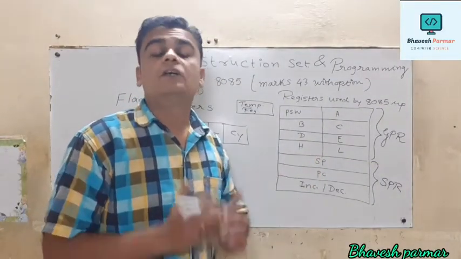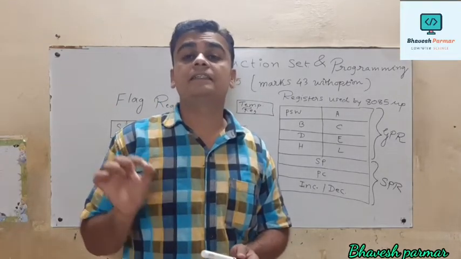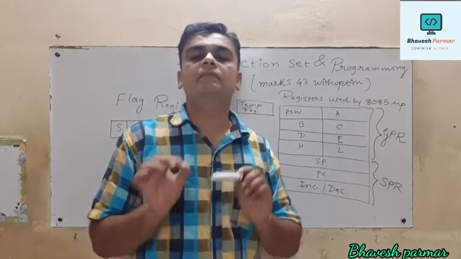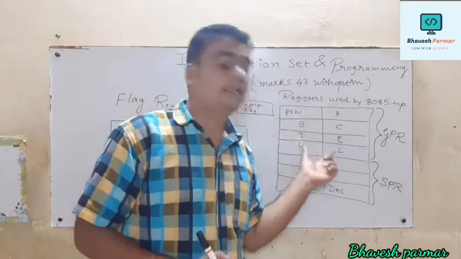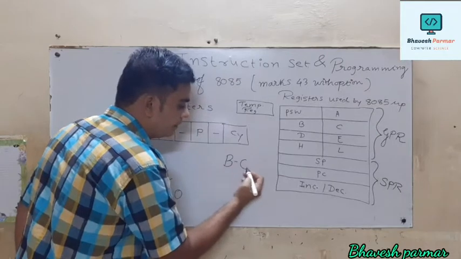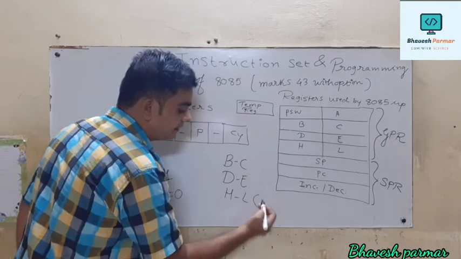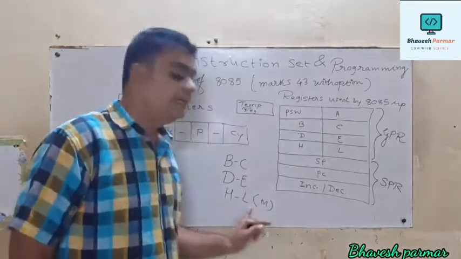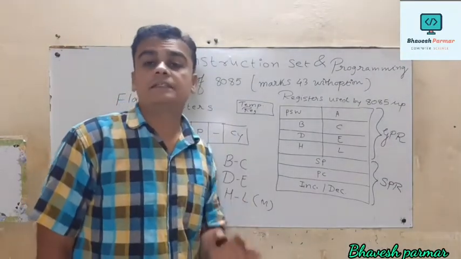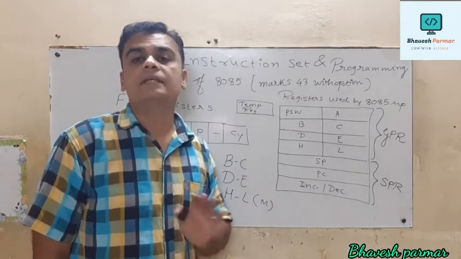So how is it possible? The microprocessor provides you 3 different register pairs. By using these register pairs, we can store a 16-bit address. So which are these register pairs? First of all, register pair BC, then second is register pair DE, and at the end register pair HL. Generally HL is called M. M means memory. So these are the 3 different register pairs provided by the microprocessor to store a 16-bit address.